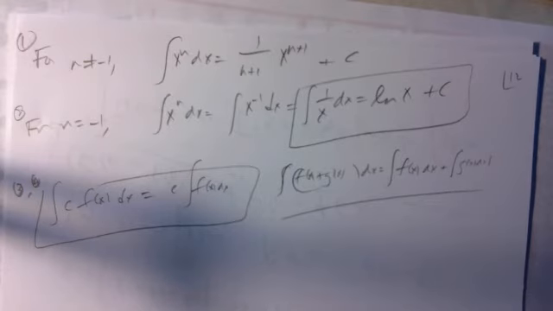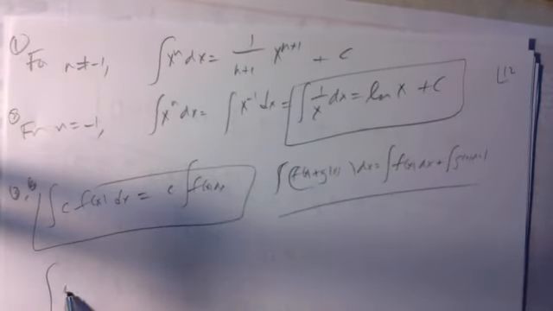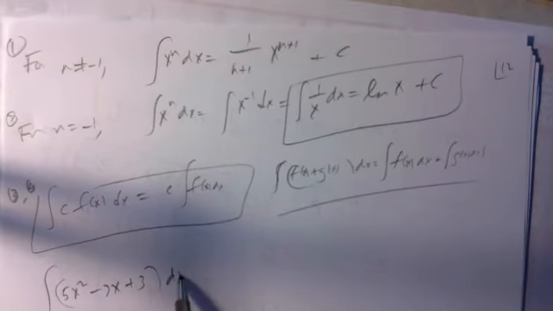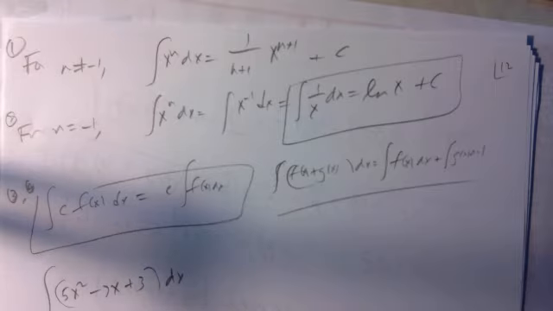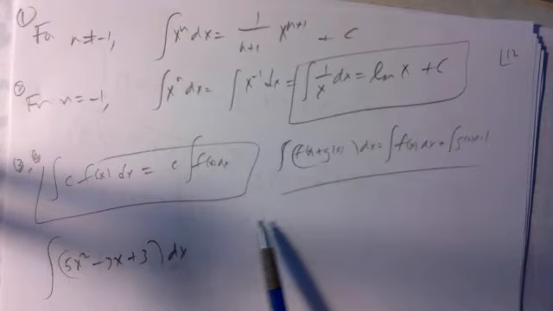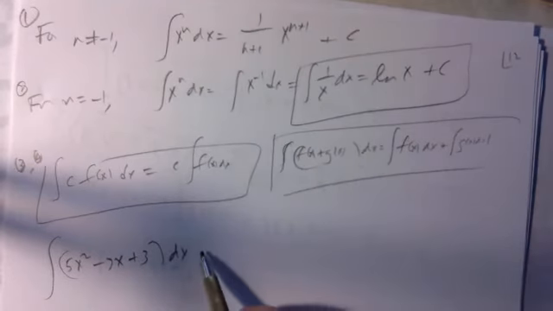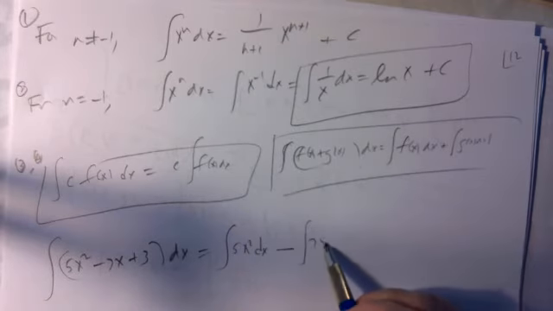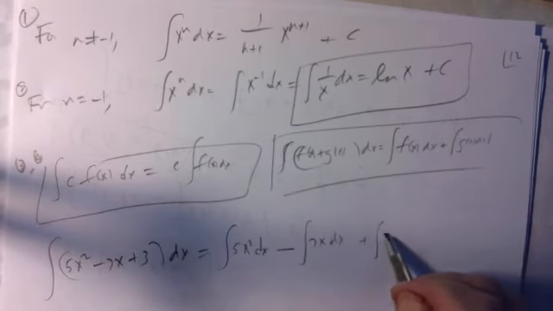So let's see, what was that problem I stated early on? Now we know enough to solve it. It was find the antiderivative, the integral of 5x squared minus 7x plus 3 dx. So using this property, this is the integral of 5x squared minus the integral of 7x plus the integral of 3.